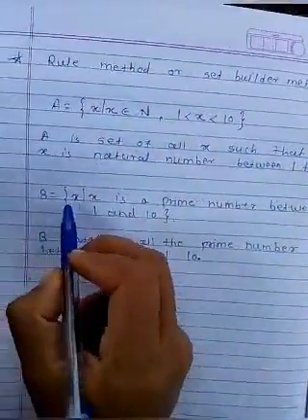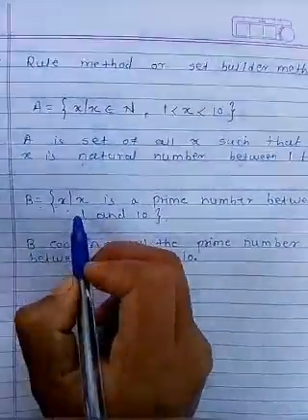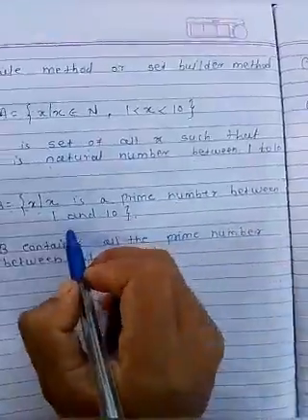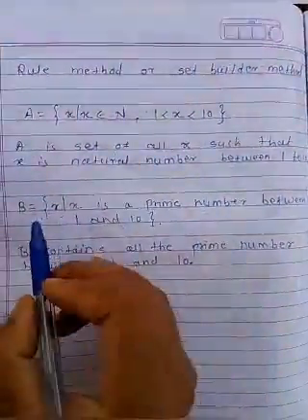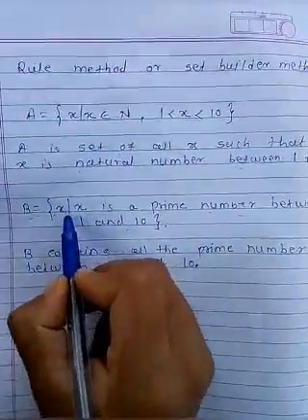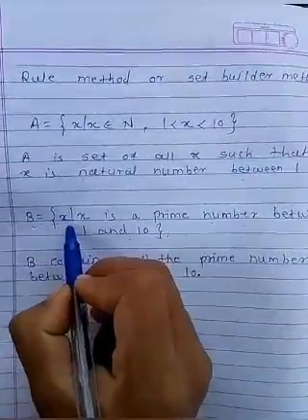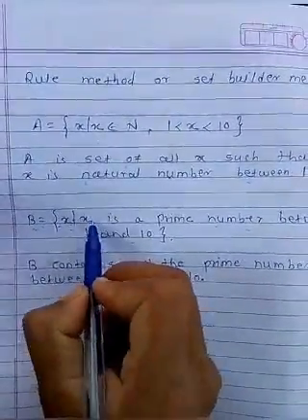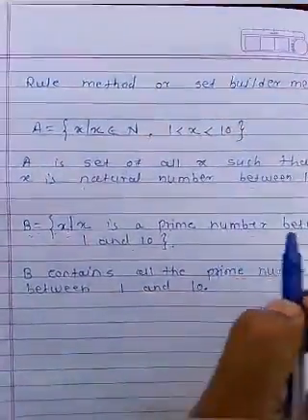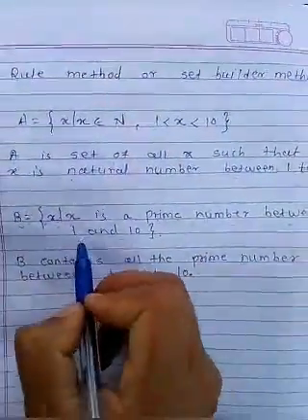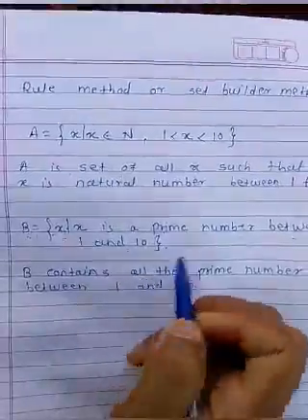Next is what? B is equal to curly bracket x slash x is a prime number between 1 and 10. Means B contains all the prime numbers x, such that x is a prime number, and this prime number is between 1 and 10.